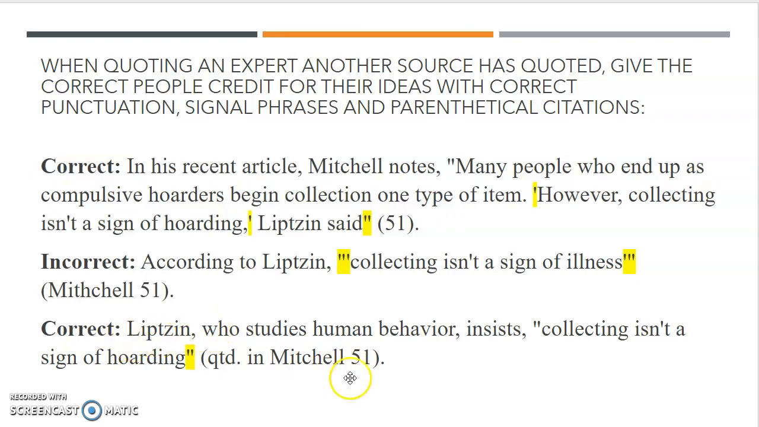Here's another way that is correct for using a quote within a quote. So you could just give credit to the person being quoted in the article for the idea, and then you say quoted in, and then your source is still here. So that makes that clear to the reader that you have not just not cited a source, because if you put the name in here and you didn't have that in your works cited, it would be very confusing for your reader.